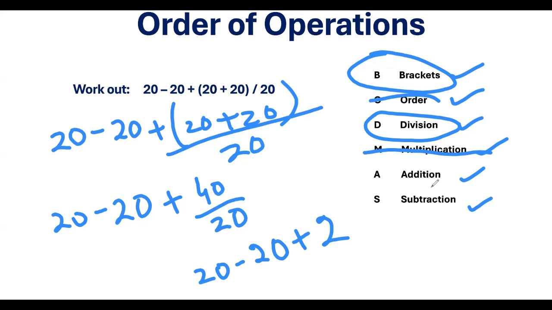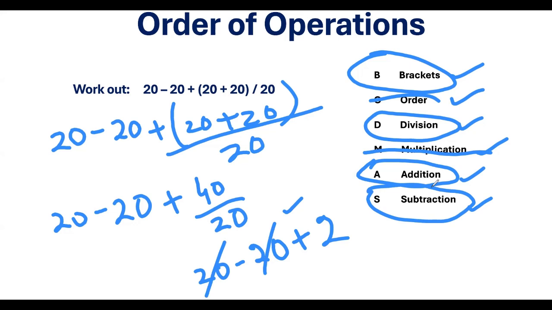After this, you have to check for addition, right? Addition is there. And subtraction also is there. Anything can be done first. The answer is same. So I'm canceling plus 20 and minus 20. It will give us 0. So the final answer is 2. 2 is the correct answer for this order of operations.